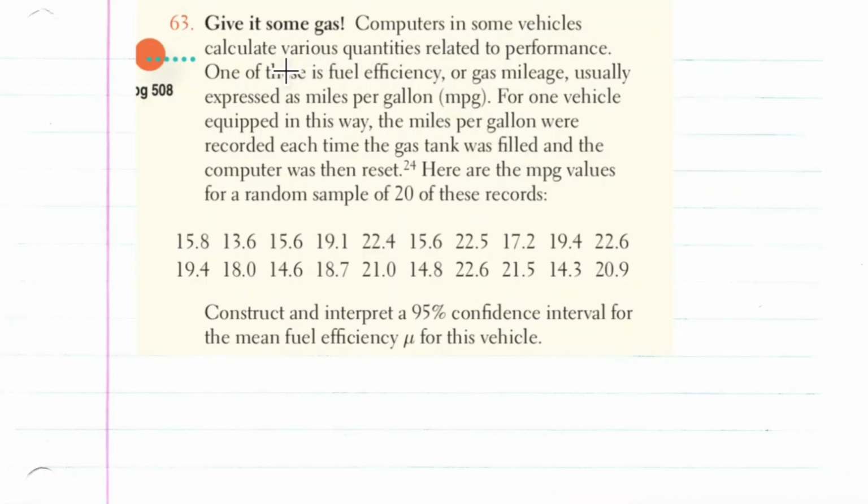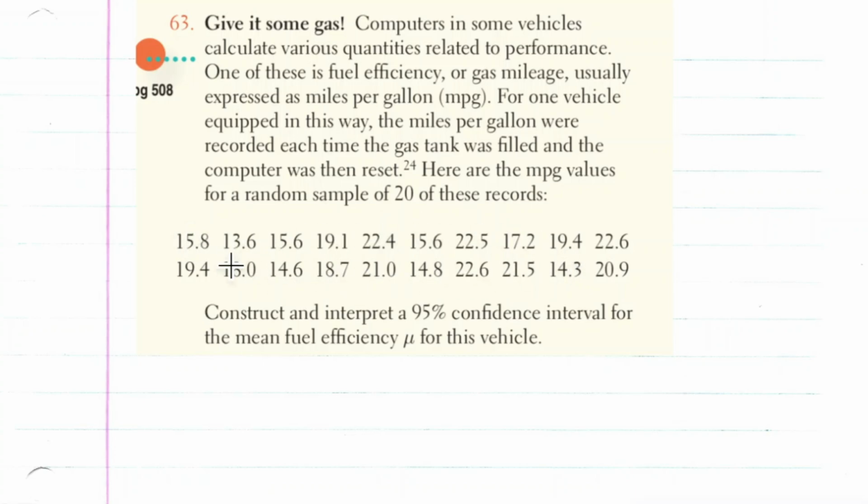Computers in some vehicles calculate various quantities related to performance. One of these is fuel efficiency or gas mileage, usually expressed as miles per gallon. For one vehicle equipped in this way, the miles per gallon were recorded each time the gas tank was filled and the computer was then reset. Here are the miles per gallon values for a random sample of 20 in these records.